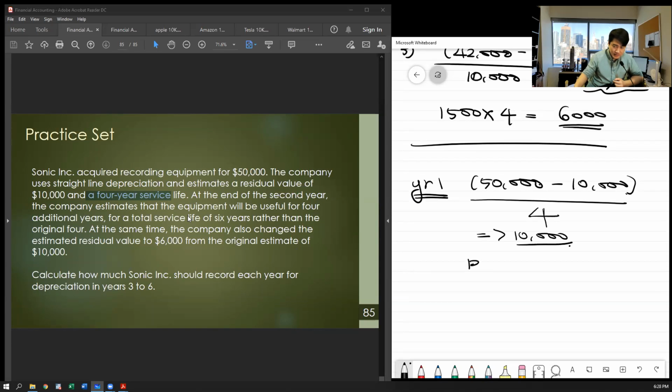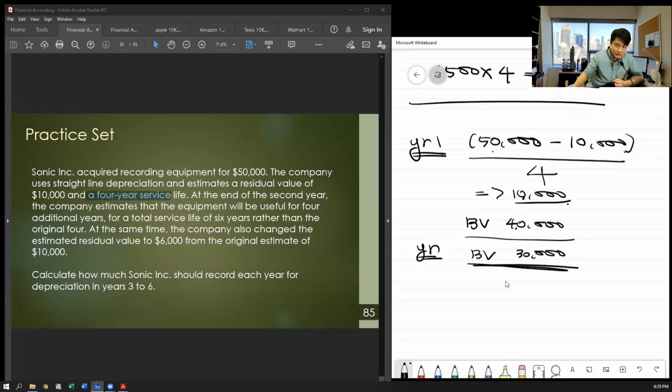So what that means, at the end of year one, the book value of that asset now becomes 40,000, because originally it was 50. You're going to depreciate by 10. So your book value becomes 40. At the end of year two, your book value becomes 30,000, because starting from 40, you're going to depreciate an additional $10,000.